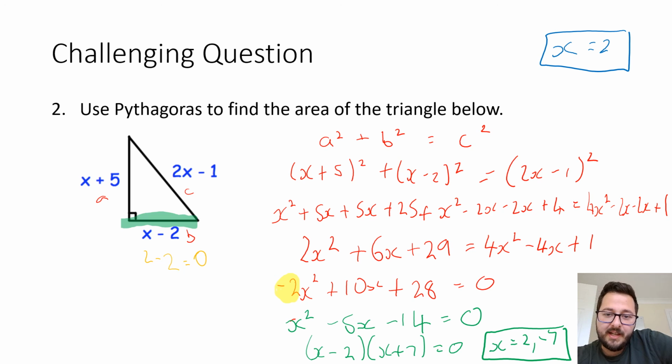So let's just double check. So x squared plus 5x plus 5x plus 25 plus x squared minus 2x plus 4, okay, is 4x squared minus 2x plus 1. Okay, I'm happy with that. Simplifying this, we get 2x squared, we get 6x, and we get 29, yeah, and then we get, yeah, okay, happy with that. Minus 2x squared, yep, okay, happy with that. Divide by minus 2. Yeah, I'm happy with that as well. So minus 2.